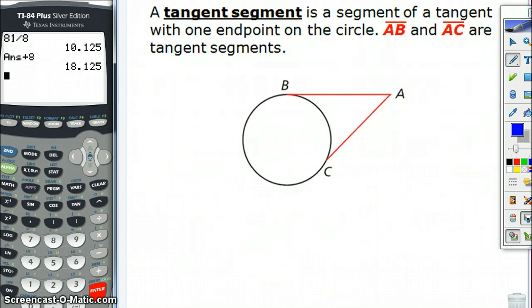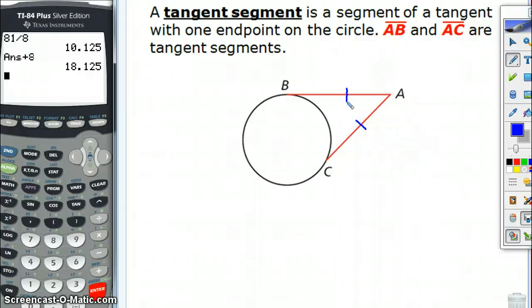All right, a tangent segment is a segment of a tangent with one endpoint on the circle. So a tangent segment is from the point on the exterior to the point of tangency. That's a tangent segment, and that's a tangent segment. I believe earlier, too, we learned that these were congruent. If that's a tangent and that's a tangent, then that part and that part are congruent. We can mark that in there.